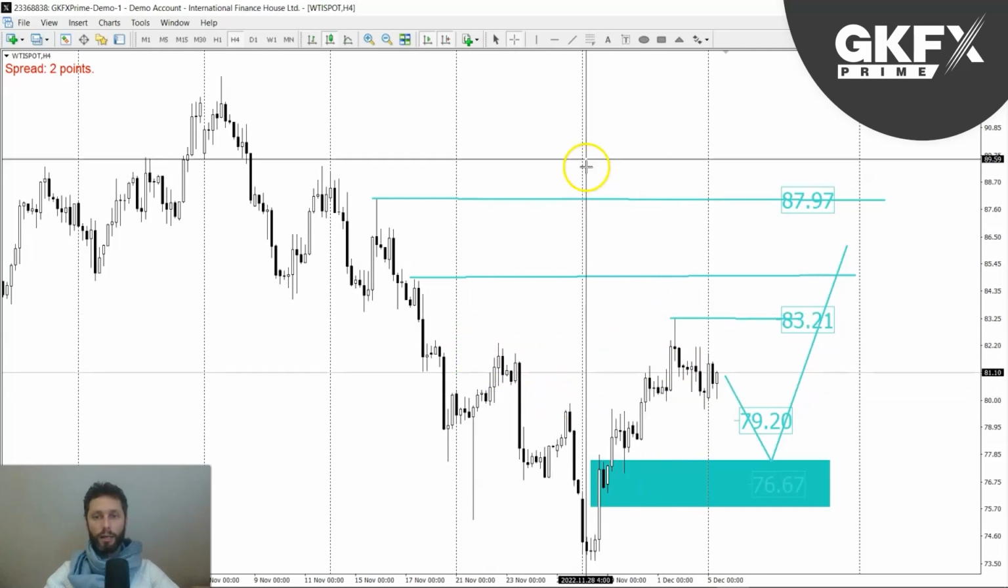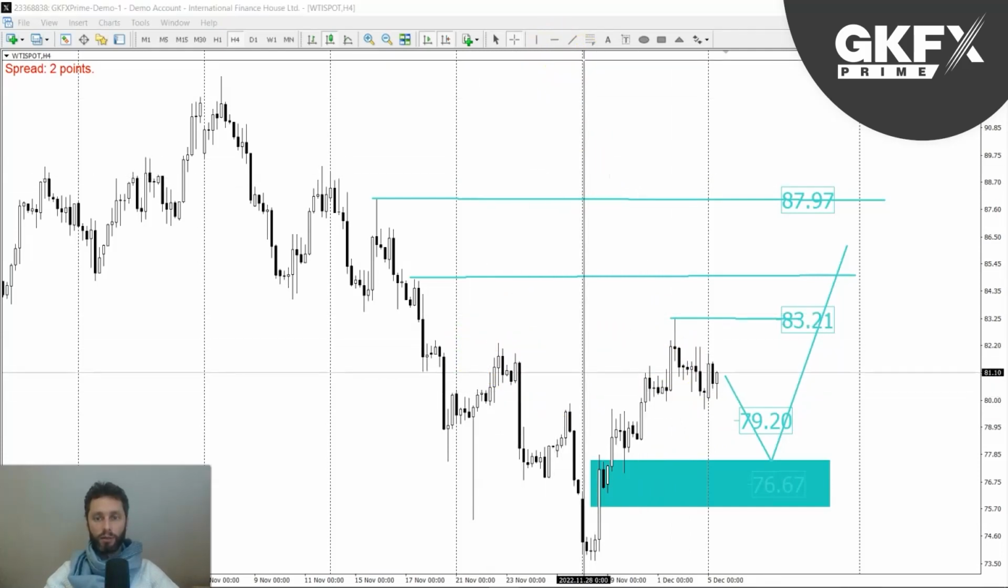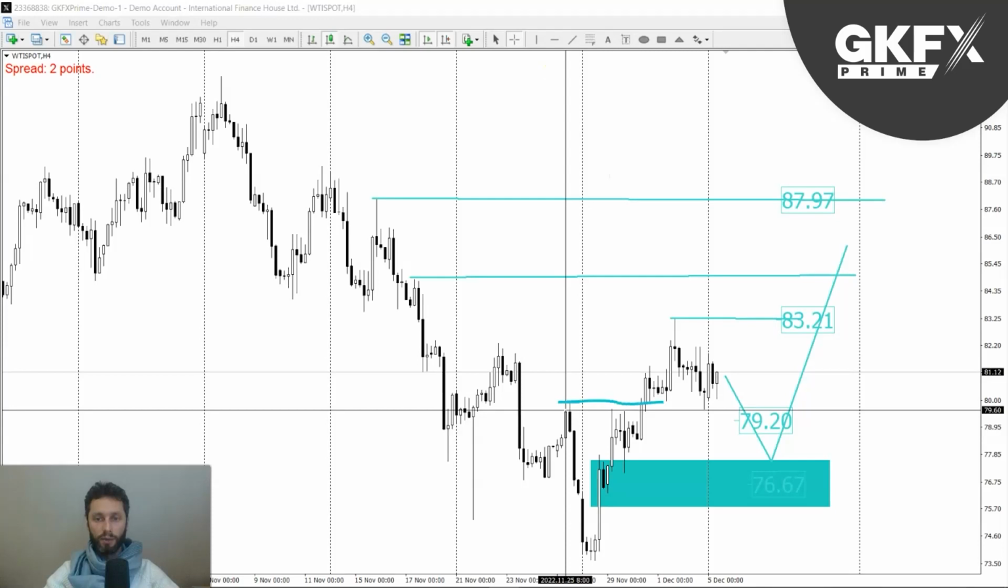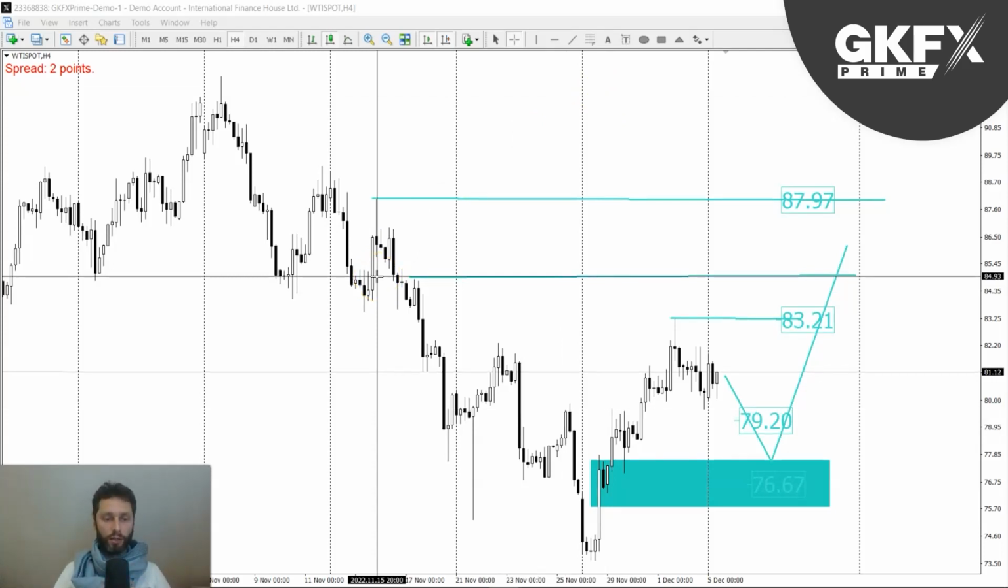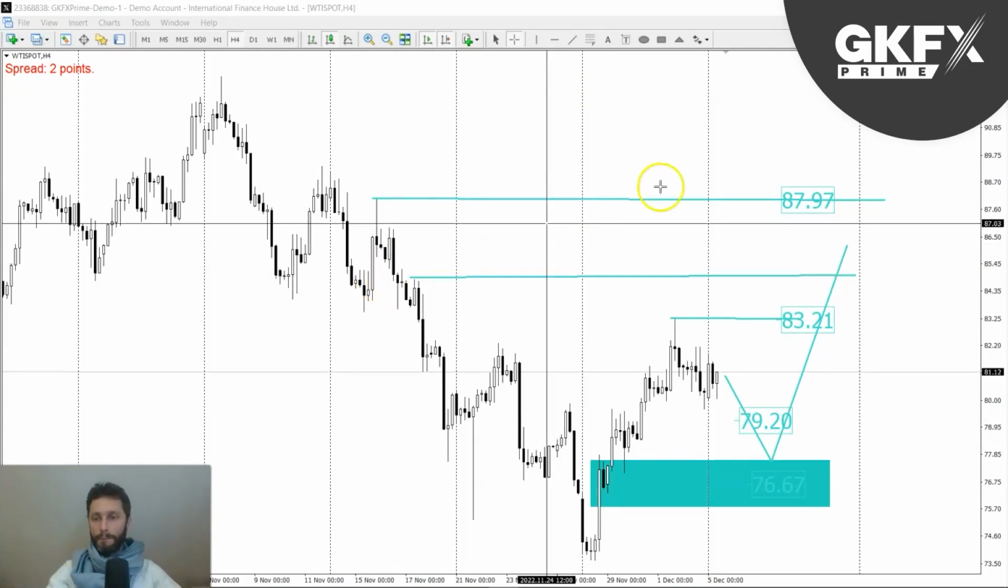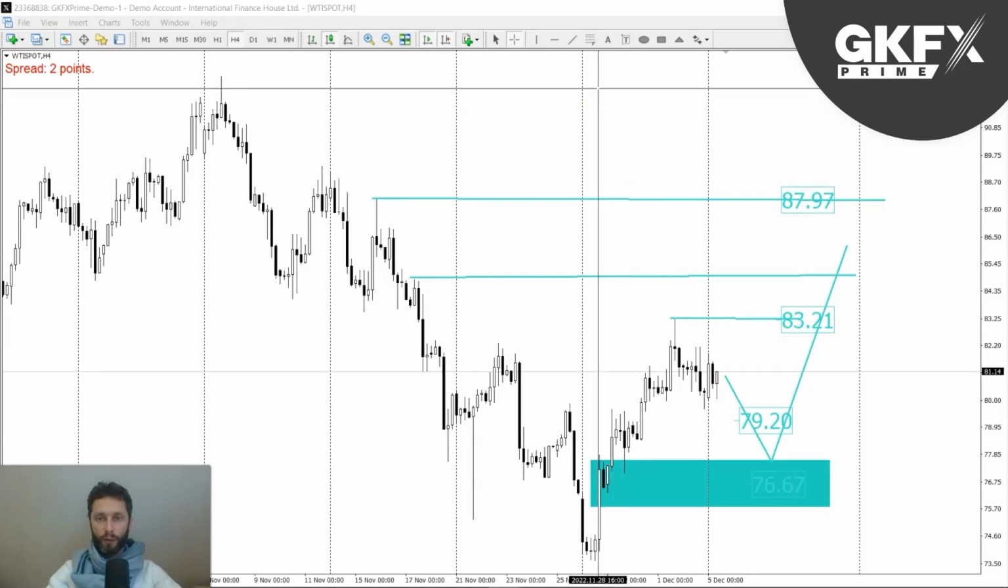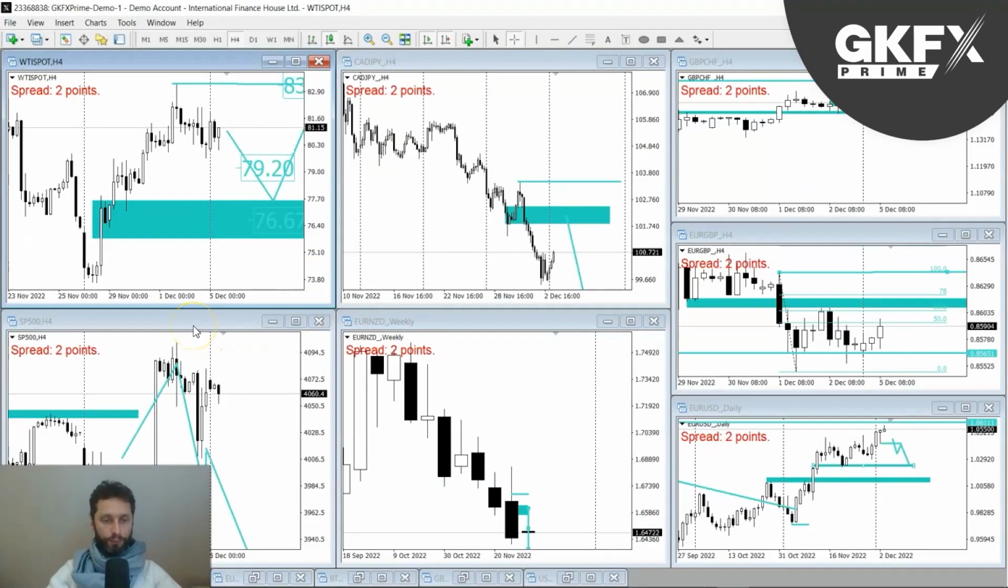The little hint here is that we have broken the previous structure here and here. We just pipped above it, and now let's see if we can get that continuation push to the upside. Let's see what happens during the week. So that's oil for you.